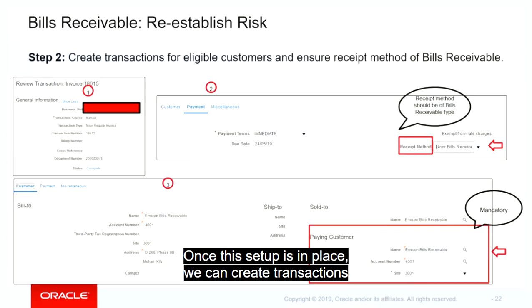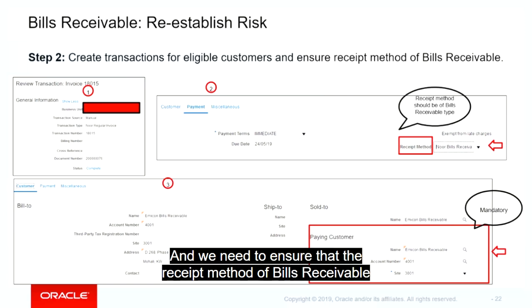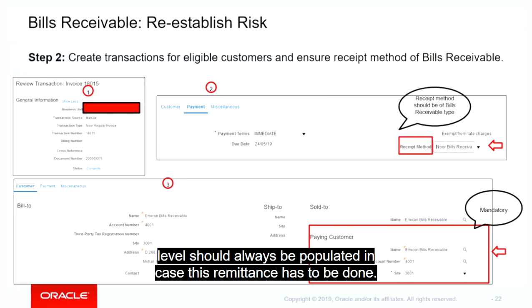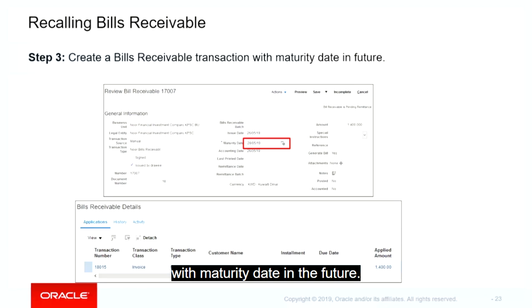Once this setup is in place, we can create transactions for the eligible customers, and we need to ensure that the receipt method of bills receivable has been used. Again, a point to be noted that the paying customer at the transaction level should always be populated in case this remittance has to be done. In our example, let's create a bills receivable transaction with maturity date in future.